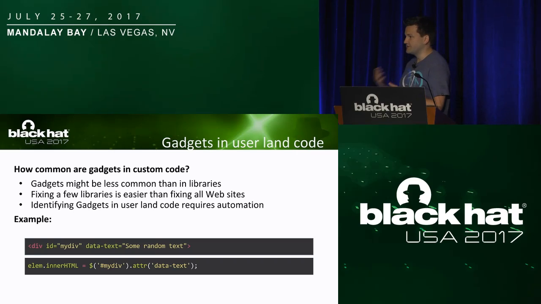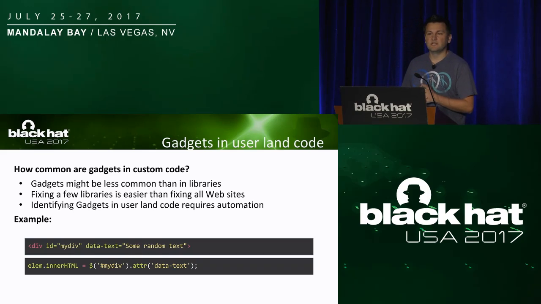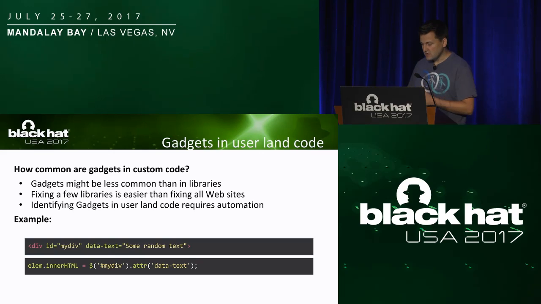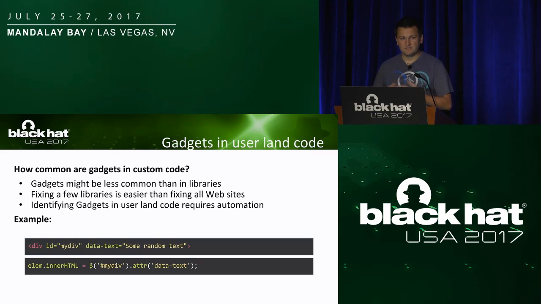So in order to do this research, we need to have some way to automate the process of finding gadgets. And that was quite non-trivial. So what we wanted to find is something like this. Here we just see a very simple gadget in userland code. This uses jQuery. It reads a div element and extracts a data attribute from this element, and then just assigns it in HTML. So while this uses a library, this code is custom code, right?